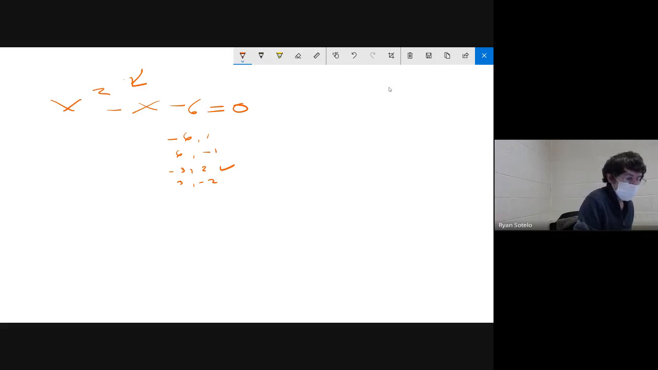If I added -6 and 1, I get -5, so that's not right. If I added 6 and -1, I'd get +5, that's not right. If I added 3 and -2, I'd get +1, that's not right. It's got to be the -3 and 2 because when I add them, I get the -1, that middle number. So I choose those two. So my factorization, I can turn this now, sorry for the sloppiness, into x minus 3 and x plus 2.